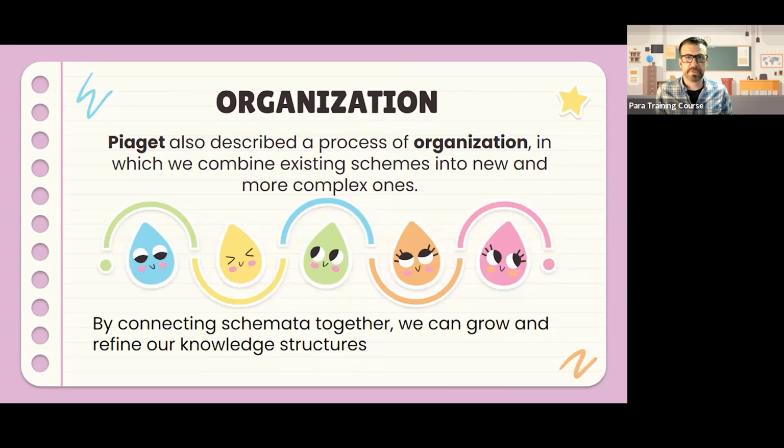Piaget also described a process of organization, which is where we combine existing schemes into new and more complex ones. As our model of the world begins to grow in complexity and size, by connecting different schemata together, we can grow and refine our knowledge structures.